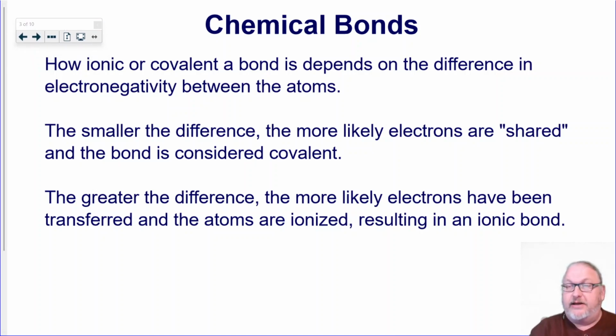Whether the bond is ionic or covalent depends on the difference in the electronegativity between the atoms, right? The smaller the difference, the more likely the electrons are shared, and then the bond is considered covalent. So covalent is sharing valence electrons. Ionic is they steal the electrons, right? The greater the difference, the more likely the electrons have been transferred or stolen, if you would, or given up, and the atoms are ionized, and this will create an ionic bond.